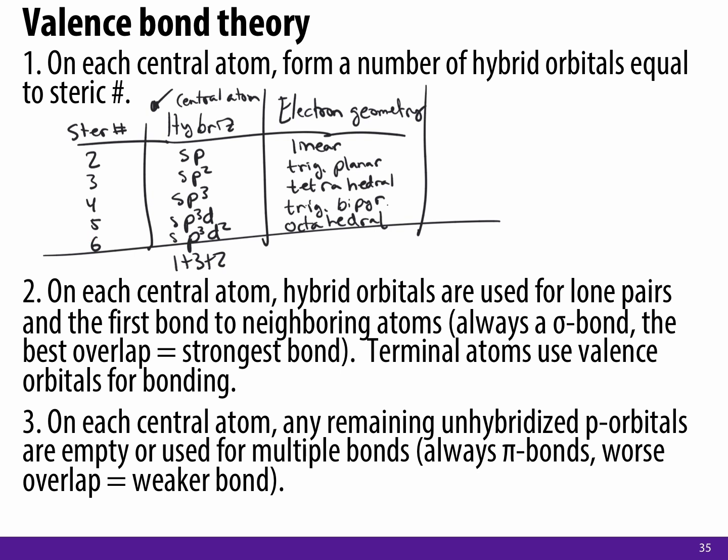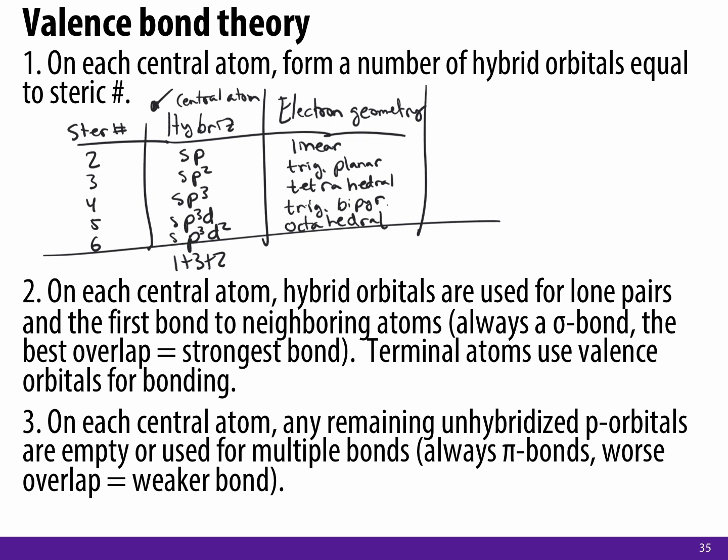Next, on each central atom, the hybrid orbitals are going to be used for lone pairs and the first bond to each neighboring atom, which will always be a sigma bond, which is our best possible and strongest overlap. The terminal atoms will just use the valence orbitals for bonding. On each central atom, any remaining unhybridized p orbitals are empty or are used for our multiple bonds.